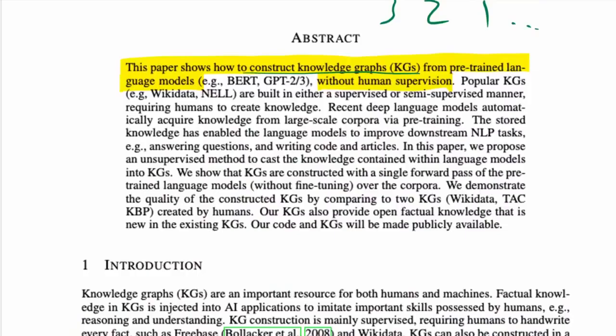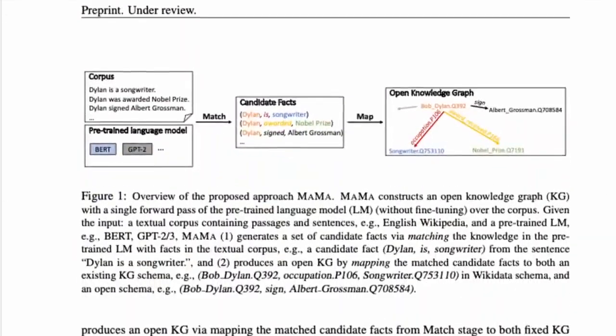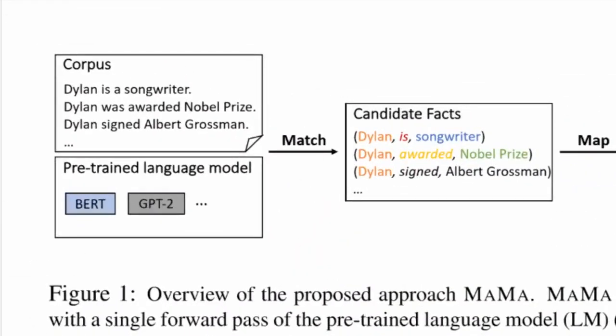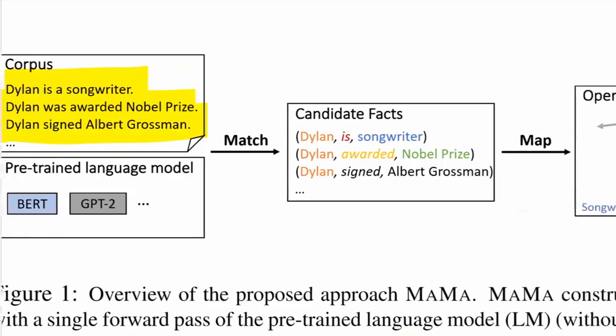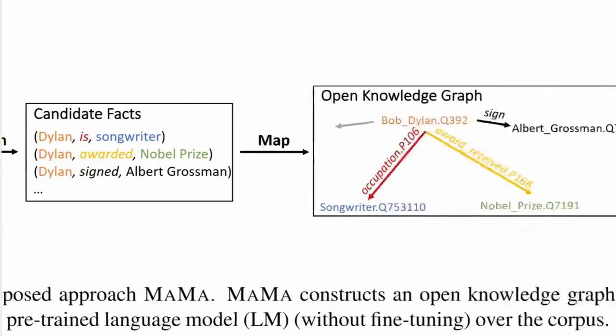All right. So, as I said, what we have usually is a corpus, okay? A corpus is simply a bunch of text pieces. You can think of maybe just the text in Wikipedia, okay? Here, the Wikipedia page about Bob Dylan. Bob Dylan is a songwriter, was awarded the Nobel Prize, signed Albert Grossman. These are easy sentences, right? Sentences are usually larger and longer and so on. And what you want to do is you want to extract a knowledge graph.